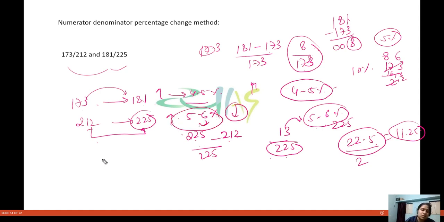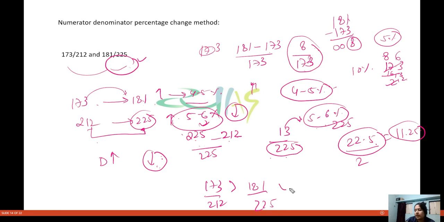Similarly, 212 to 225. So that means 225 minus 212 divided by 212. That means 13 divided by 212. So if I am talking about 13 divided by 212, sorry, this was 21.2, okay, so 10% of this is 2.12. Fine.